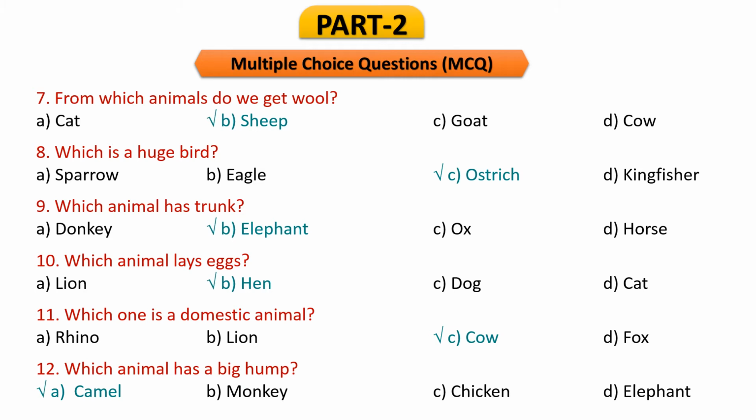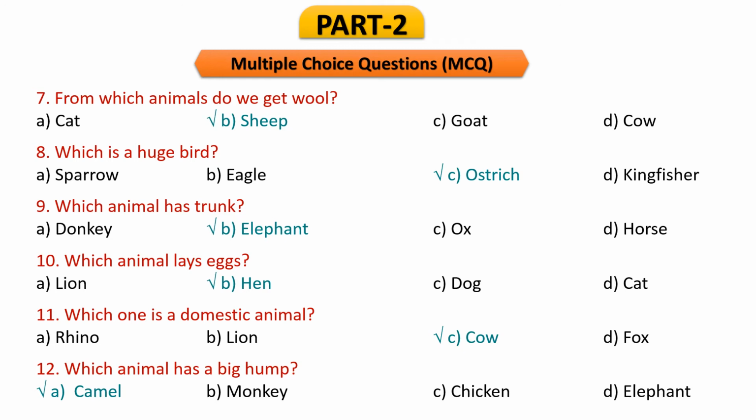Question number 8. Which is a huge bird? Option A, sparrow. Option B, eagle. Option C, ostrich. And option D, kingfisher. We know that ostrich is the biggest bird in the world. So the answer will be C, ostrich.